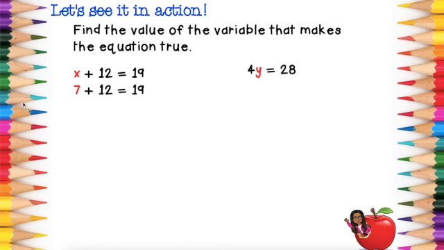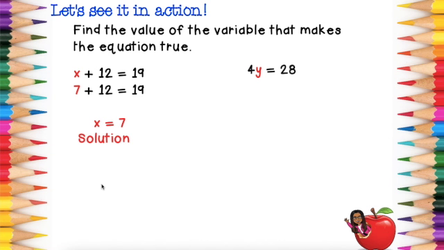So therefore, what is our solution? x equals 7 is our solution. Because again, the only value that will satisfy this equation is 7. So x has to be 7. That makes 7 our solution.